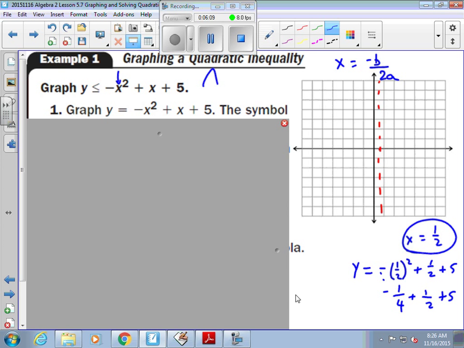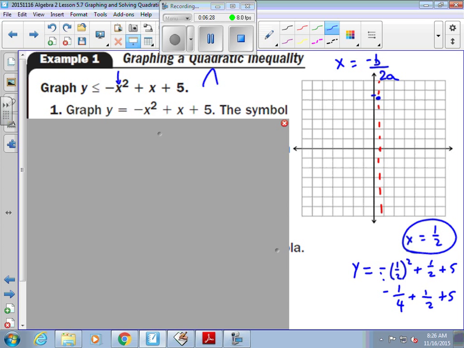So 5 1/4 is going to be the top of our picture. At 1, 2, 3, 4, 5, if this is half, then 1/4 is about right there, right above that line. So that's our vertex right there: 1/2, 5 1/4. From there, we have to slide 1 unit to the left or 1 unit to the right.